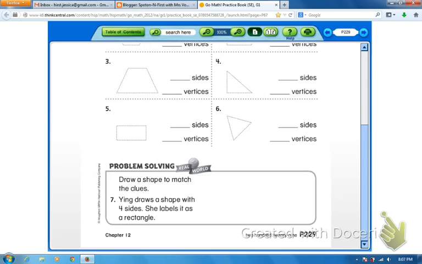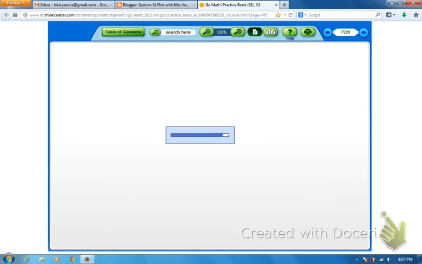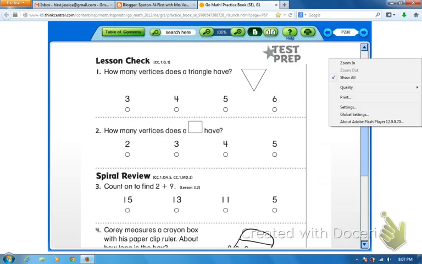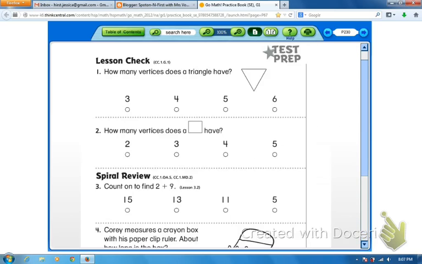On the back side of the homework, up at the top, number 1 says, how many vertices does a triangle have? Once again, we have to understand that vocabulary word, vertices. Those are our points. So we can see a triangle has 3 vertices. How many vertices does a square have? Being able to count up those points, a square has 4 vertices.